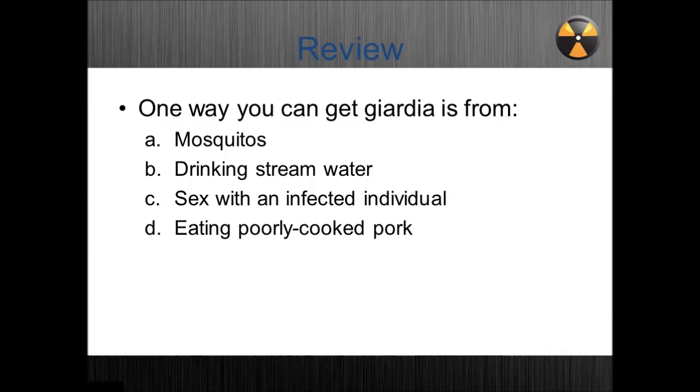One way you can get giardia, somebody called it the little smiley face. Remember that little smiley face? The little smiley face is from mosquitoes, drinking stream water, sex with somebody that's got it, or eating poorly cooked pork.